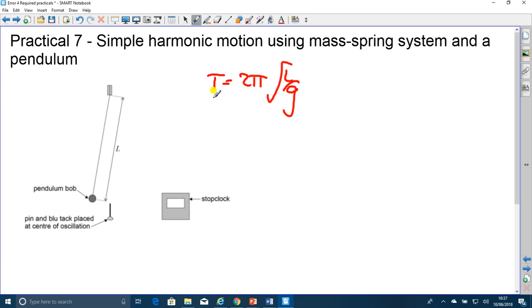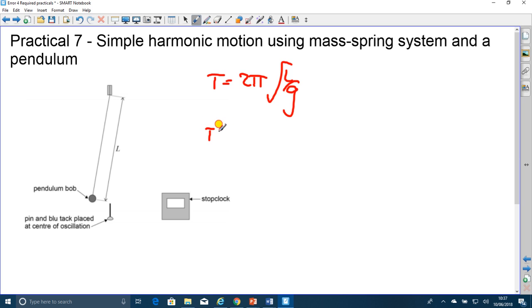Okay, so it gives us a more accurate value for T. In this case, obviously length would be measured with a ruler, but very, very carefully. And we could do a graph to work out g. So you would take your readings and repeat lots and lots of times for different values of L.